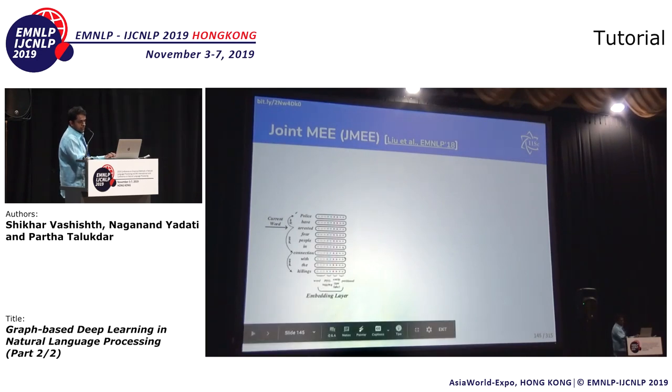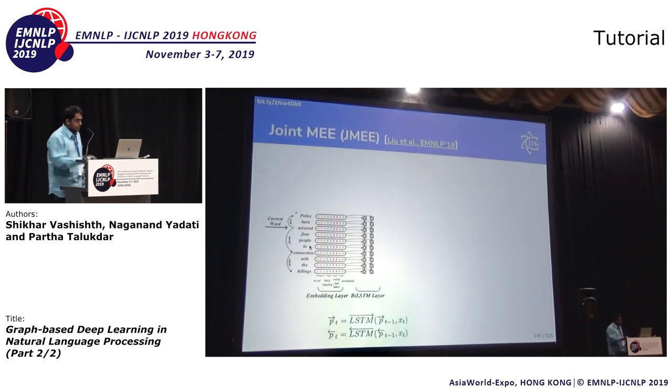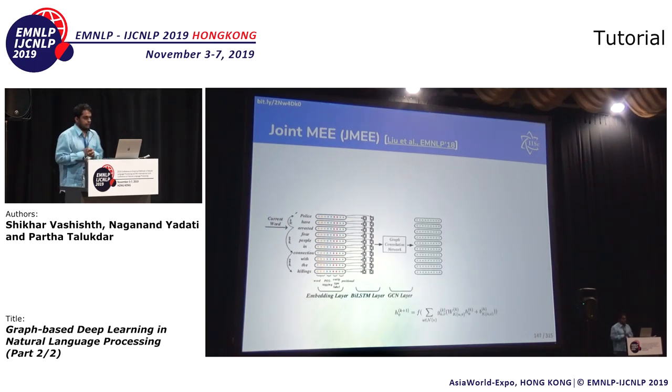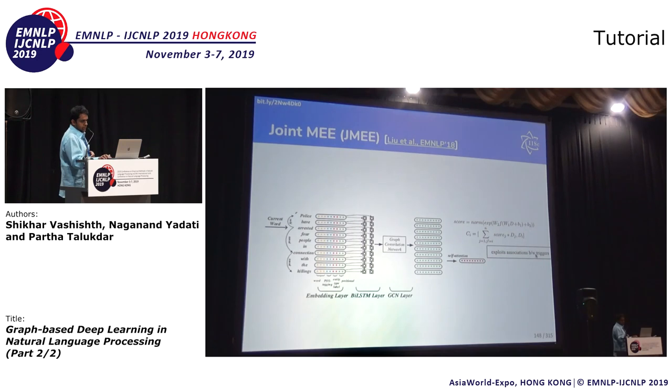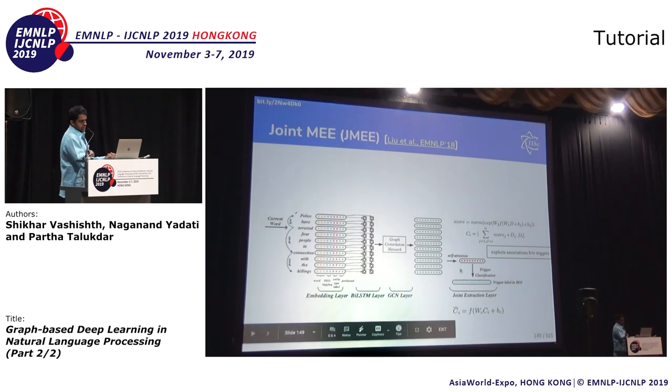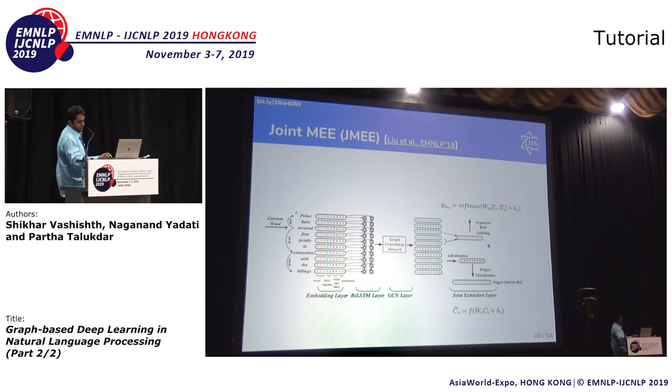And then we have a word embedding layer, which computes word embeddings for each of the words in the sentence. And then we have a BILSTM layer, which gives us contextual representations. And then we have the graph convolutional layer, which will exploit the syntactic dependencies between the words in the sentence. And then we have a self-attention layer, which will actually exploit correlation between events, right? So it exploits association between triggers. And once we have these self-attention layers, we can use these representations for downstream applications, for example, trigger classification and argument role labeling.